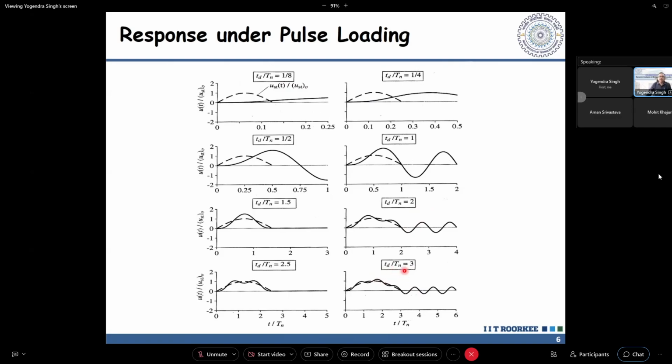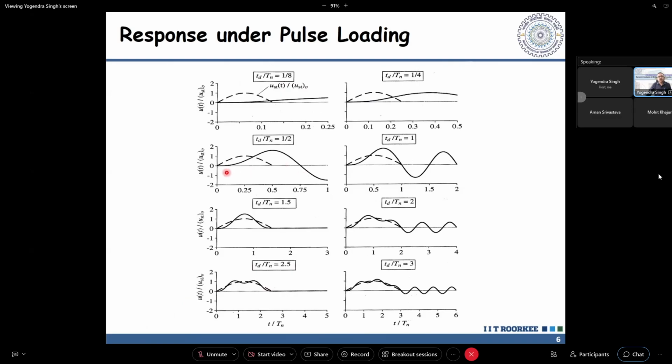So TD by TN is suggesting us the ratio of the velocity with respect to the frequency of the structure. So if the velocity is small, then TD by TN will be large. So if the load is moving at a slow speed, then the response, dynamic response, is going to be less. But when this speed increases and TD approaches TN by 2, then the response will be maximum. And this response will continue for some more speed. So there is a range of speed where we are going to get high response. We will look at that when we will talk about the actual bridge.